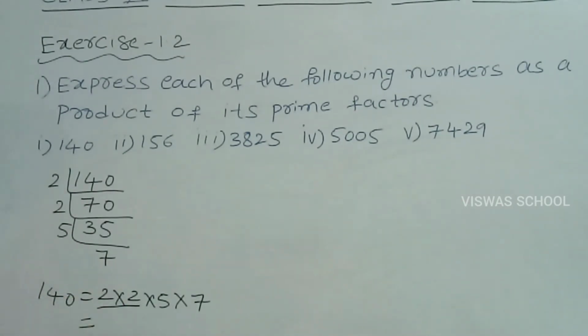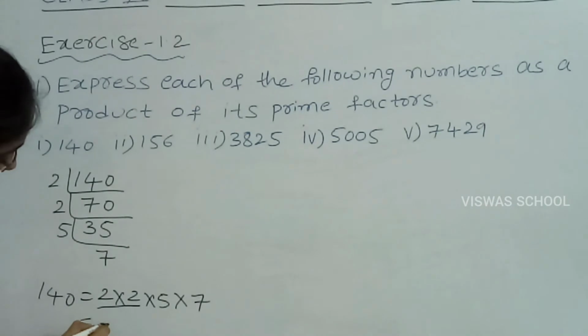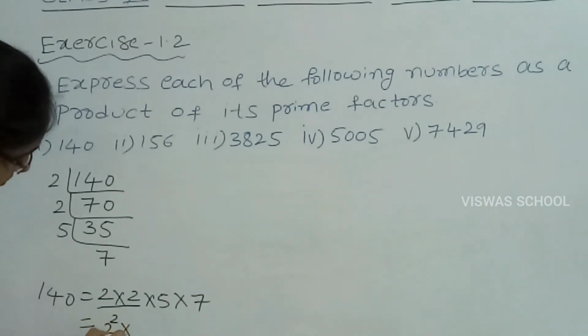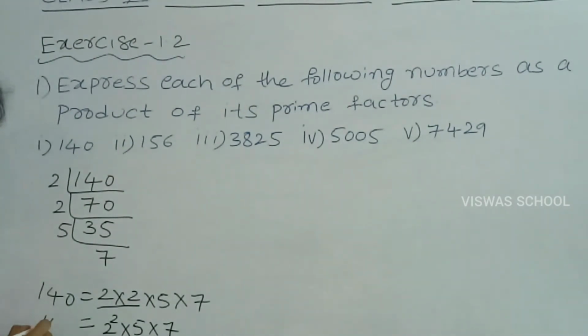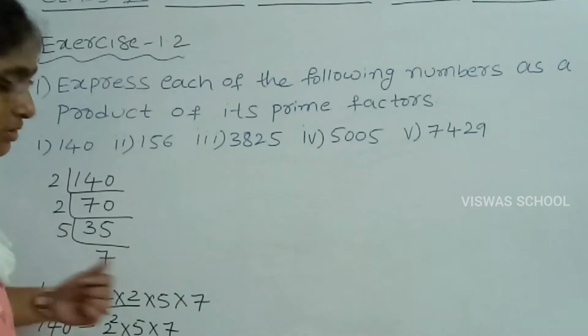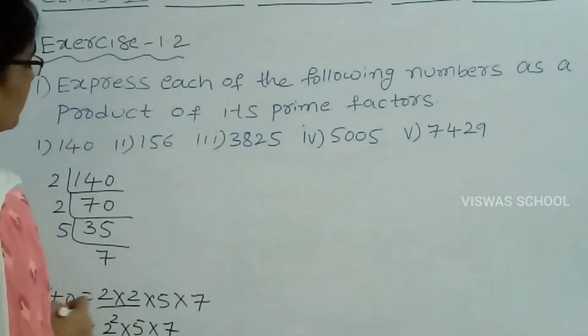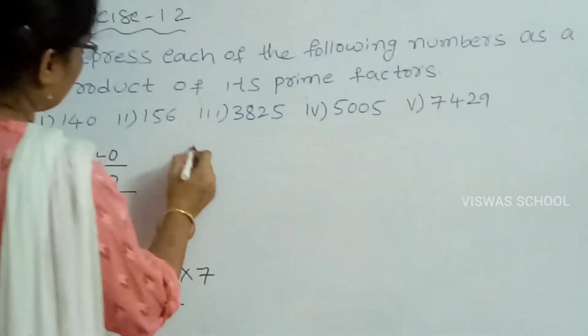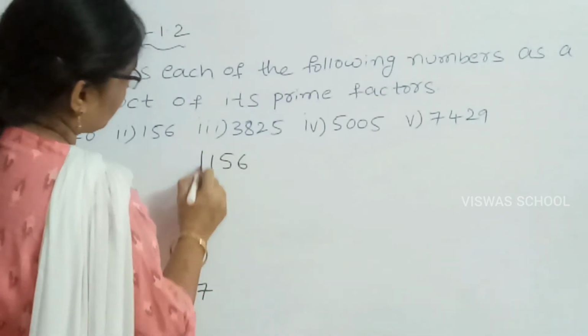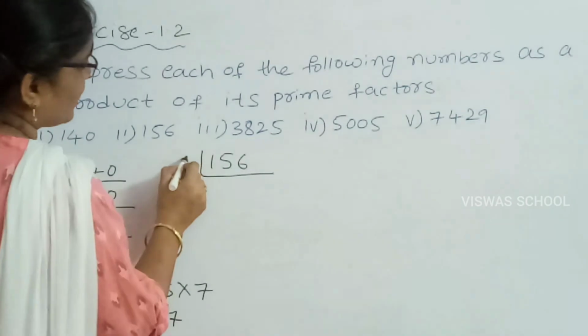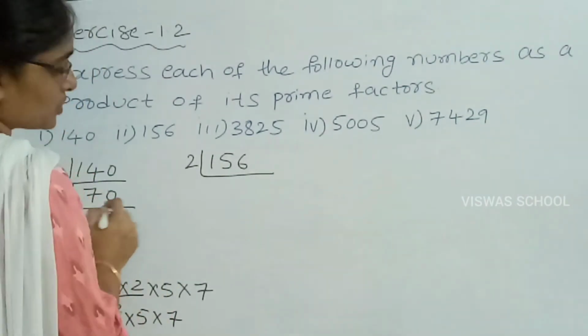2 is repeated how many times here? 2 times. That is 2 square into 5 into 7. 140 is expressed as 2 square into 5 into 7. And next one is 156. First with 2.